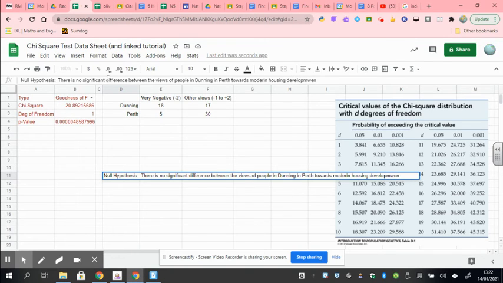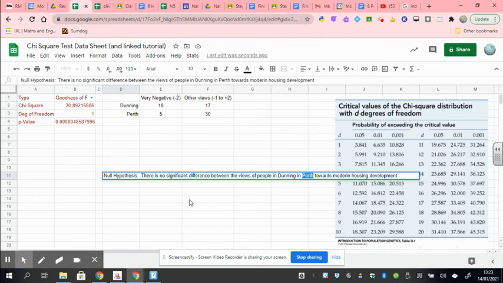The key part of this sentence is the first part, which said there is no significant difference. You could be looking at there is no significant difference between the soil moisture on a north-facing and a south-facing slope. There is no significant difference between the acidity of a soil in a coniferous forest and a deciduous forest. So the study doesn't matter. I could change these words. Dunning could become a coniferous forest. Perth could become a deciduous forest. I could have 3 categories, and I'll show you in a minute how I could change that.